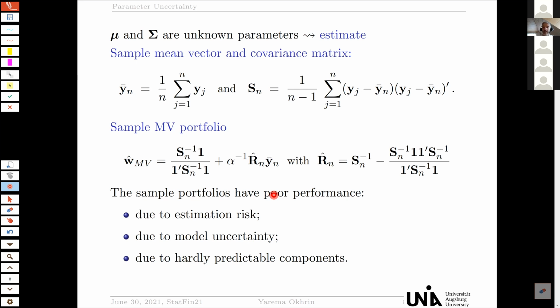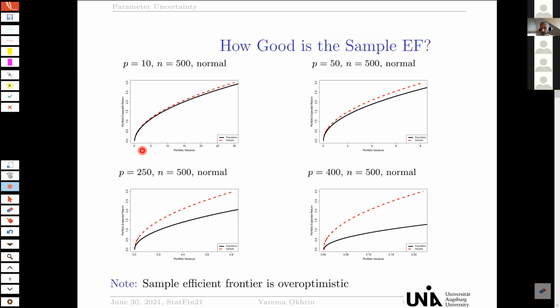Now, let's come back to our high-dimensional problem. Here I show 4 different efficient frontiers. The black one is always the true one, and the red one is always the sample one. So we estimate the parameters and plot the corresponding efficient frontier. On the first picture we have p equal to 10: 10 assets, 500 observations. It means that our c is 0.02. Here p is 50, c is 0.1, here c is 0.5, and here c is 0.8.